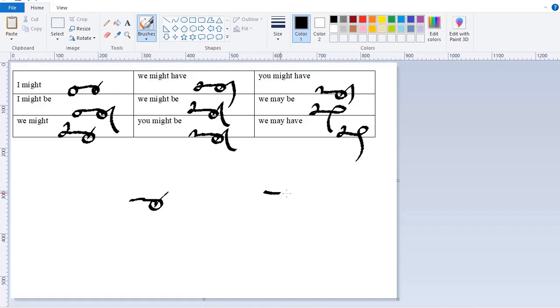Ma'am, the "may" looks like this. Yes, that's how "may" looks when it's single. But when it's added to "have" and "be", the A is on top, because the next stroke goes downward. Okay? That's the simple explanation.